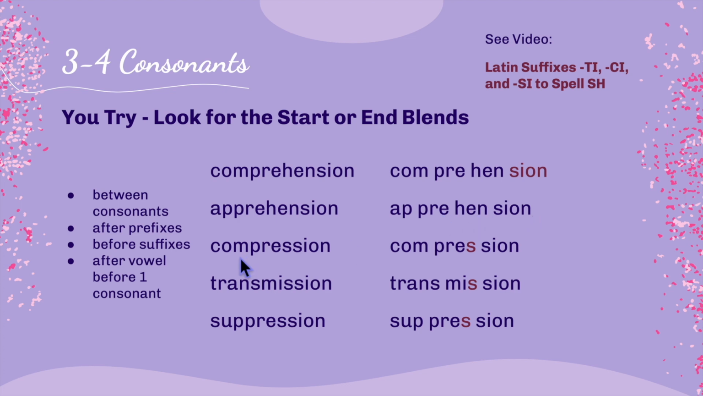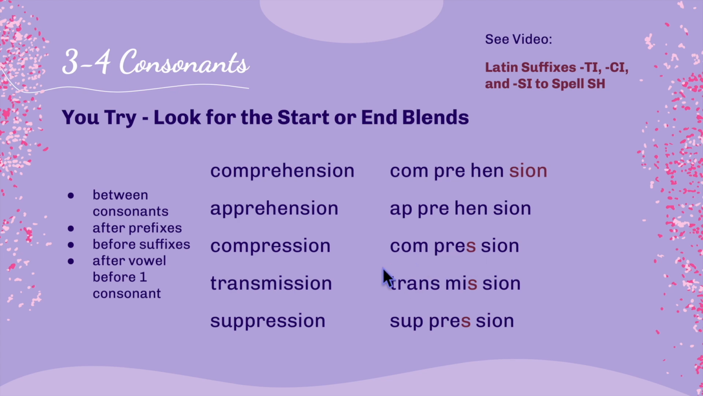Apprehension. Right here we have M, P, and R together, just like we did up here. So we divide between the M and the P. Right here we have another S right before the suffix shun. This S is going to be silent. We're not going to say press shun. This S sound will just disappear.